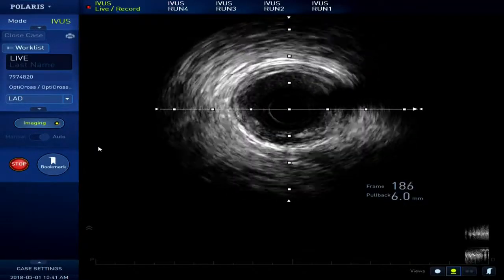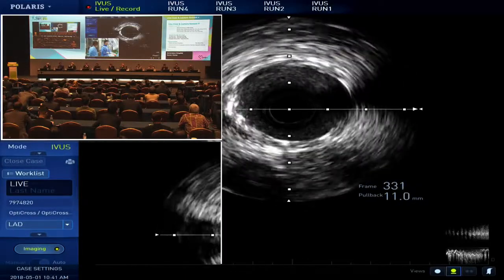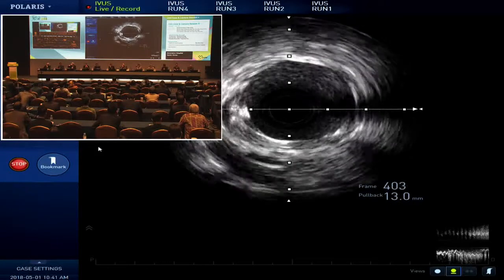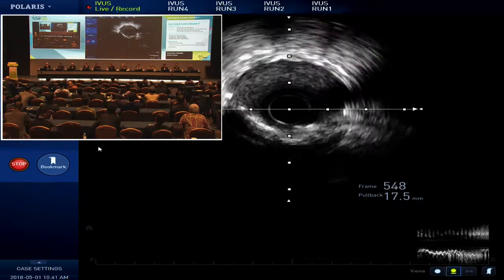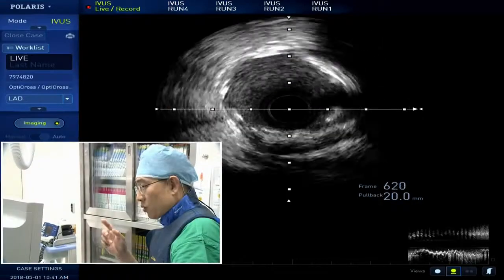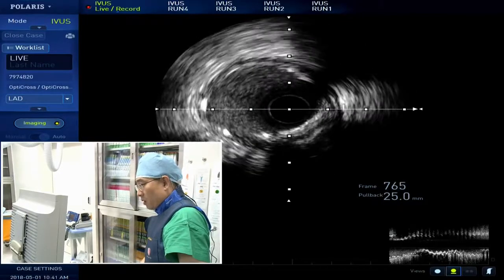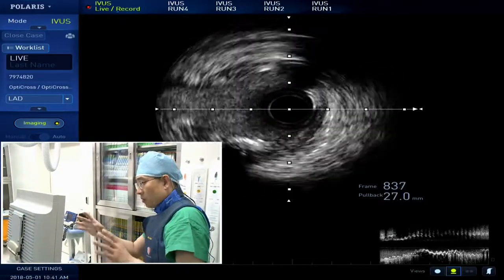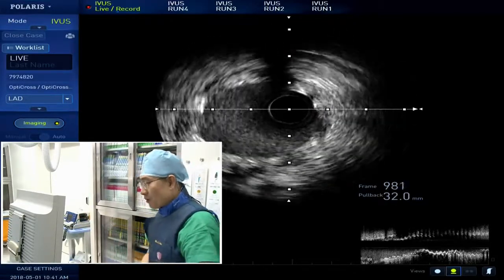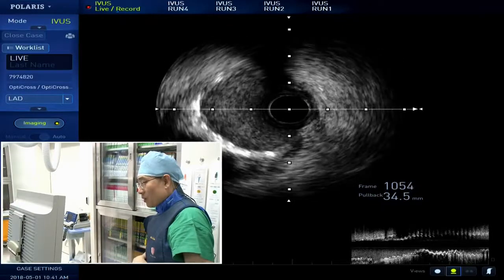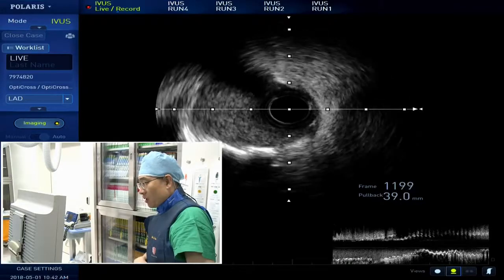There is some plaque burden at the distal edge, and here is the distal edge of the stent. There is no dissection, well expanded, around 3.0. And maybe here is the minimal stent area portion. We will check again later. And here is the proximal part of the stent. There is a very short bare portion, and here is the distal part of the proximal stent, and there is no dissection.